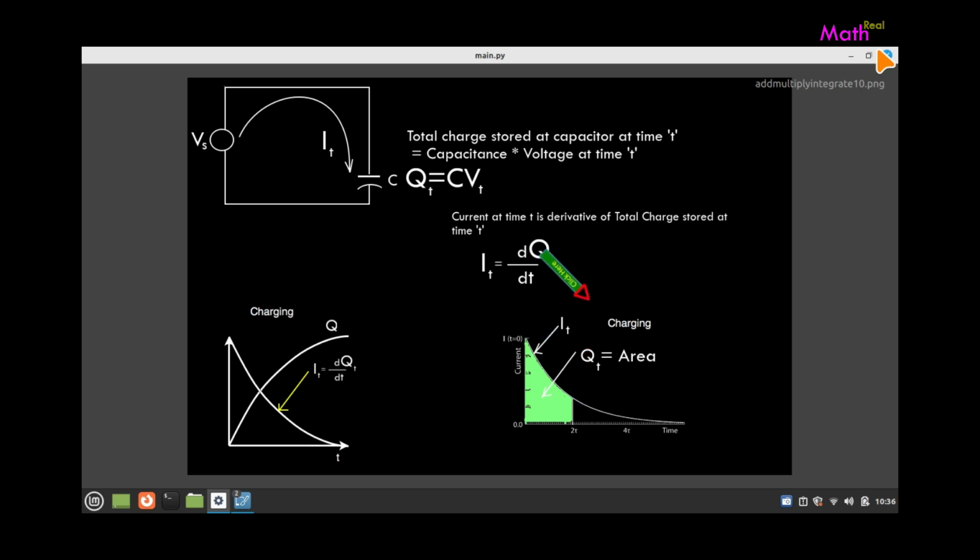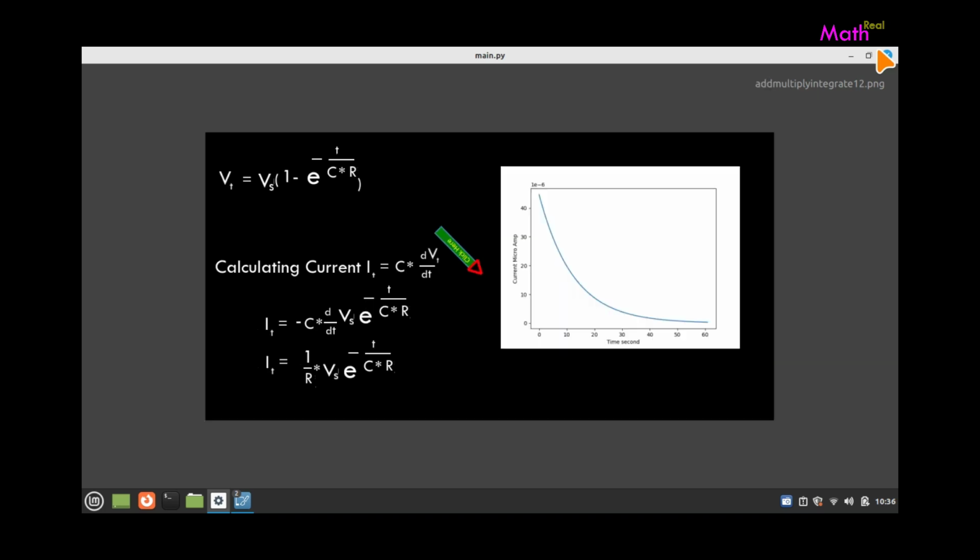If I know the theoretical Vt, I know the charge, then I can calculate the theoretical current. This theoretical current will be verified with the practical one. So that is the idea. If the theoretical voltage is Vt equal to this, then the current is C dV by dt. Finally, the theoretical current at any moment is 1 by R into Vs e to the power minus t by RC. If I draw the graph, the current should look like this.